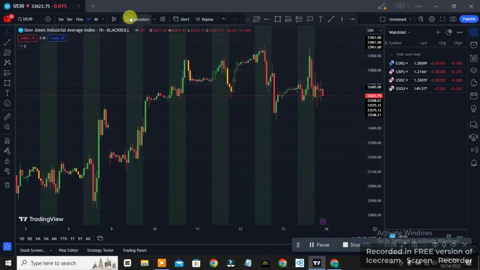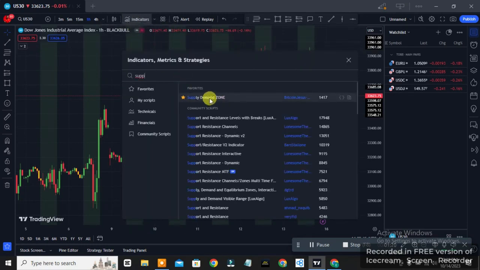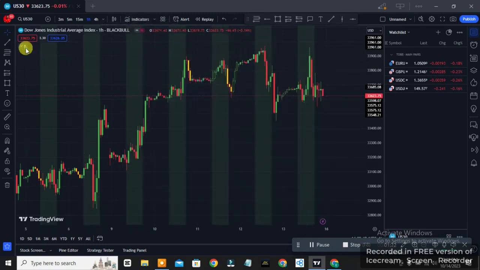The next indicator you want to add on is supply demand zone. This is going to help you find supply and demand zones in the market. I already have all this added on my chart, as you can see right here. So let me close that real quick.